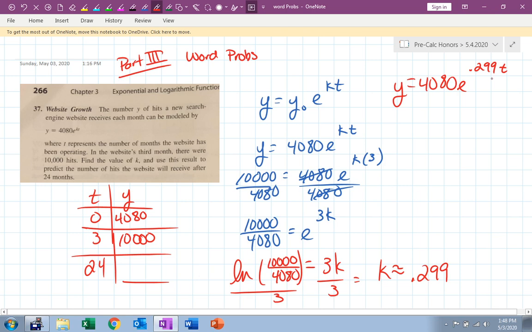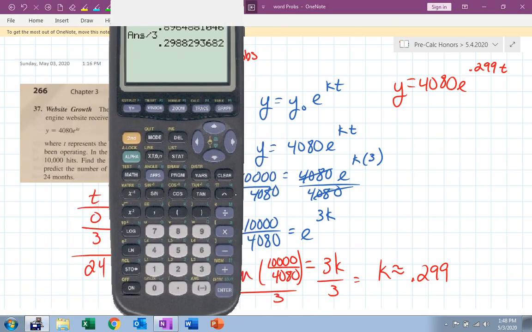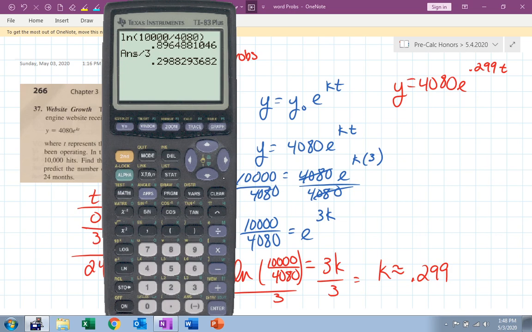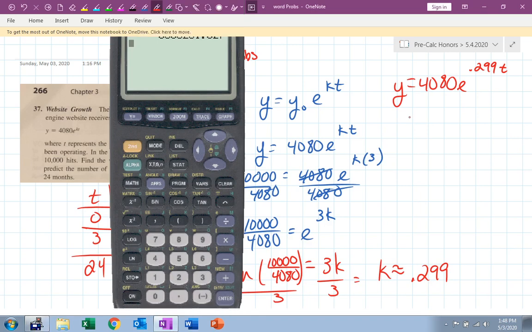The second part is to figure out when t is 24. So I grab my handy dandy calculator and I'm just going to plug it in: 4080 e to the 0.299 times 24. And it looks like, oh, that's a whole lot of hits right there. That looks like 5 million. Wow.